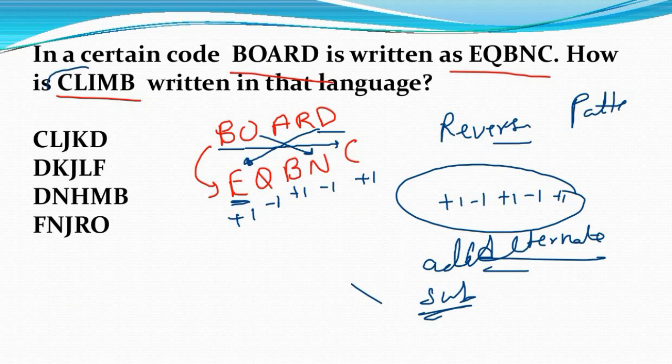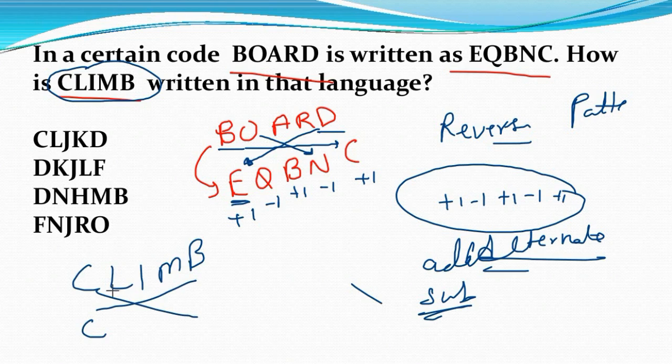We can apply this on climb. So CLIMB. This is the plus 1, it means D, and M is minus 1. It means L, and L is 12 and minus 1 is 11. The letter is K, and I is 9, and 9 plus 1 is 10. It means J. CLJKD. Option number A is the correct answer for this question.